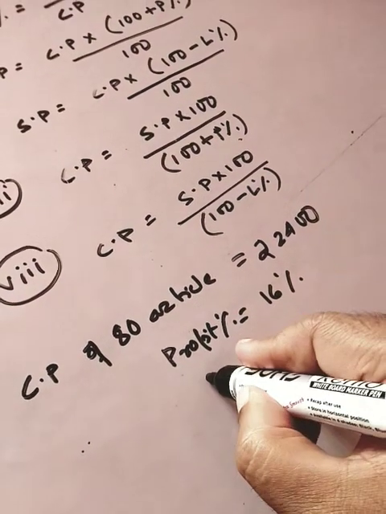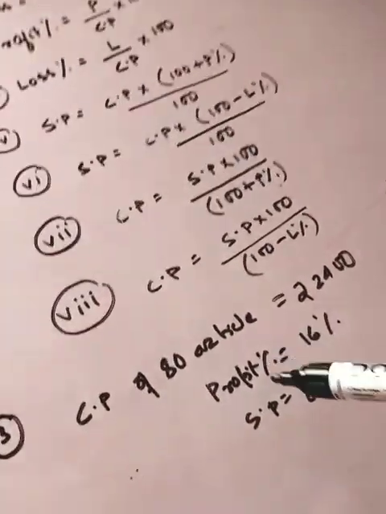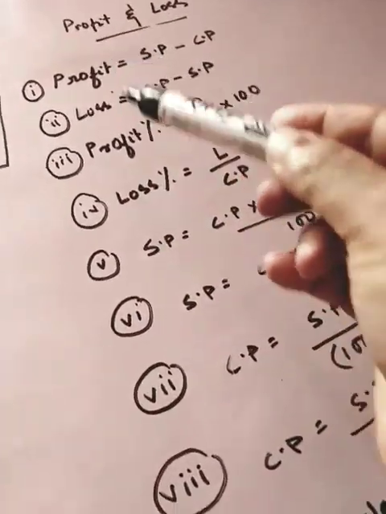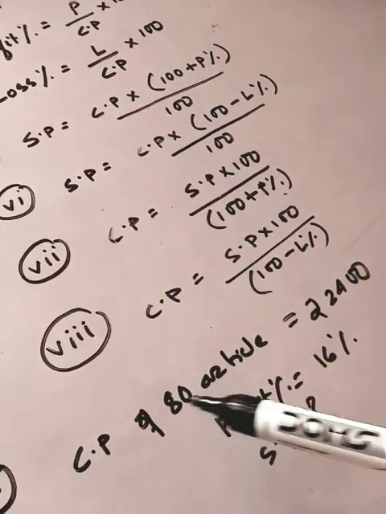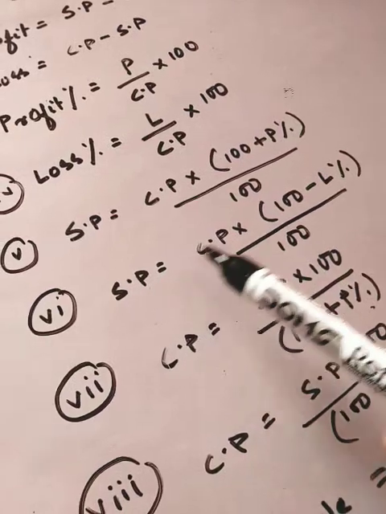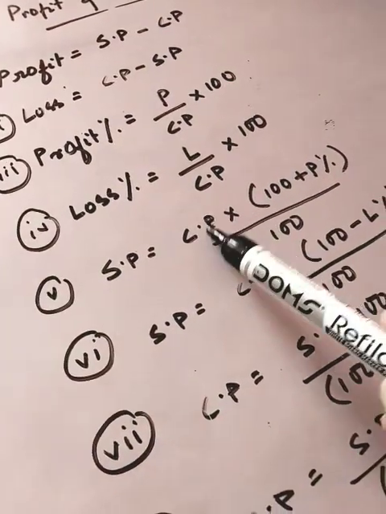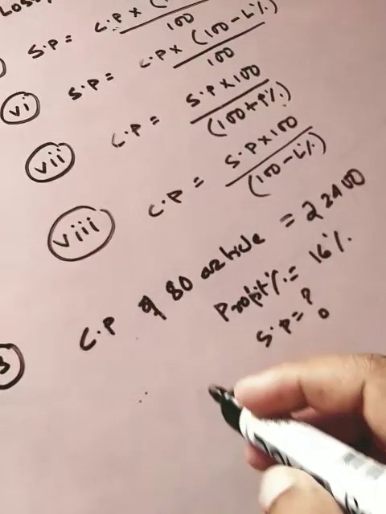What you have to find out? You have to find out SP. Now see the criteria. You have to find out SP. So is SP written anywhere? Yes, these 2 formulas possess SP. Now what things are given? CP is given, and profit percent is given. So which formula do we have to apply? This formula. CP is given and profit percent is given, so we have to apply this formula. So we will write it down.